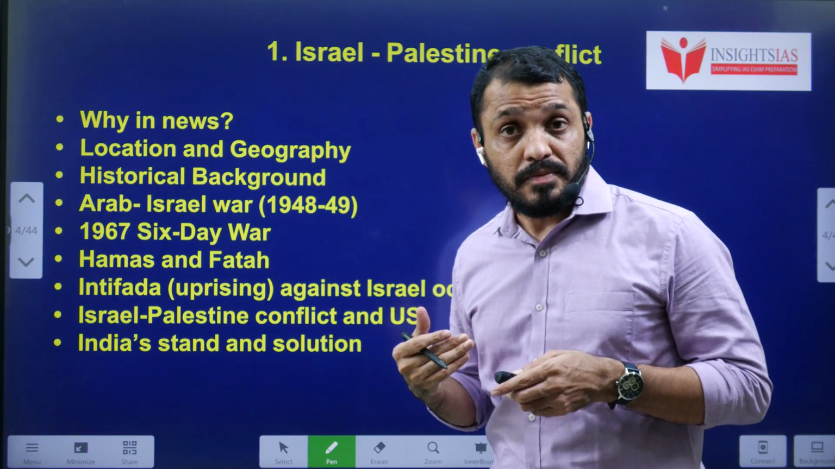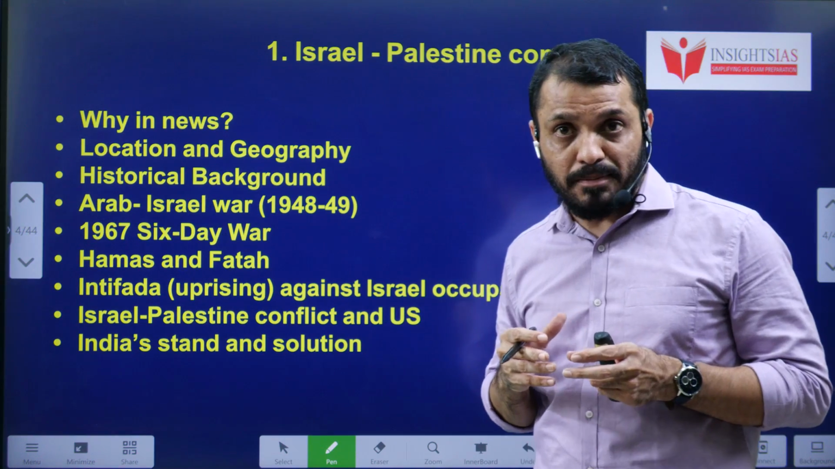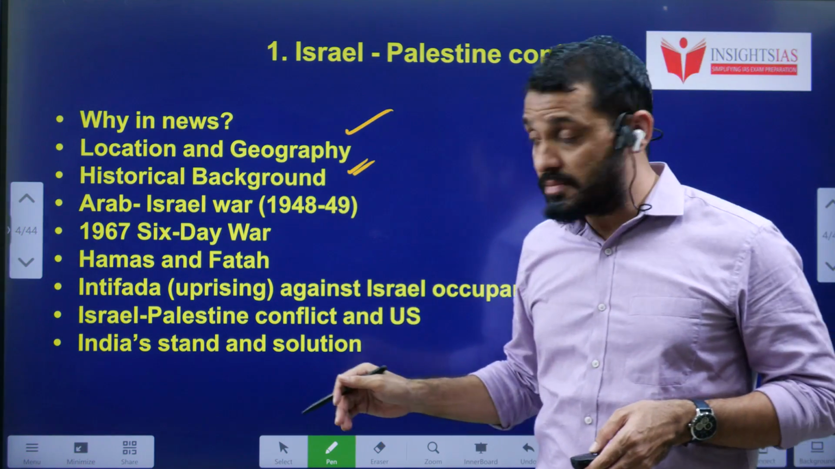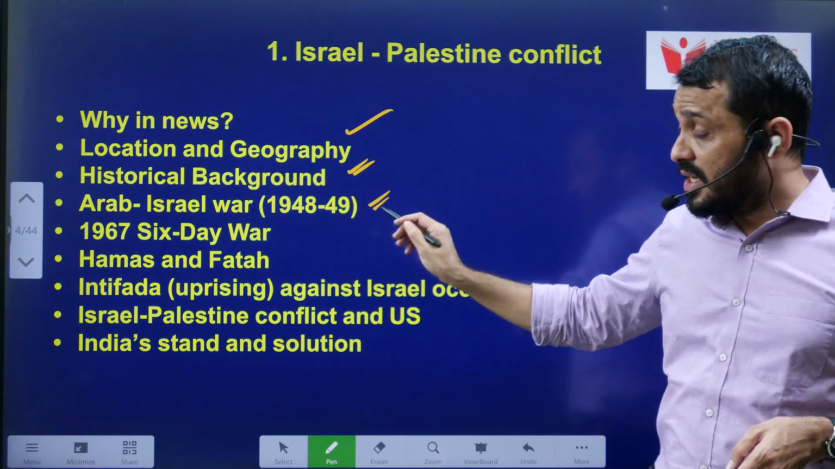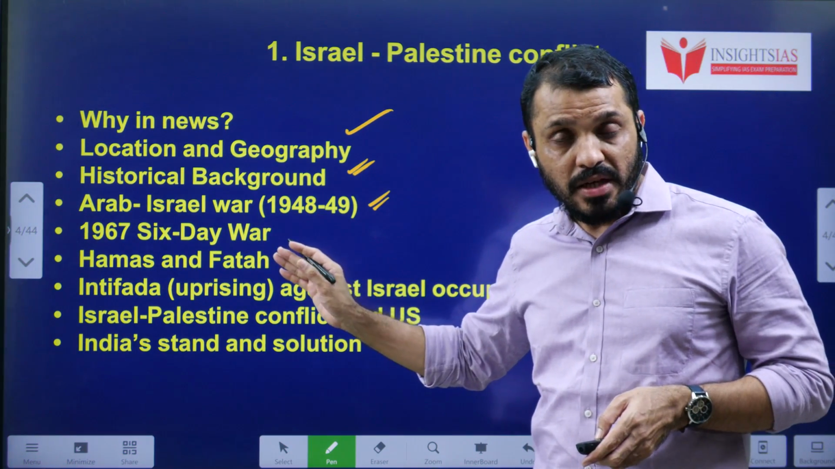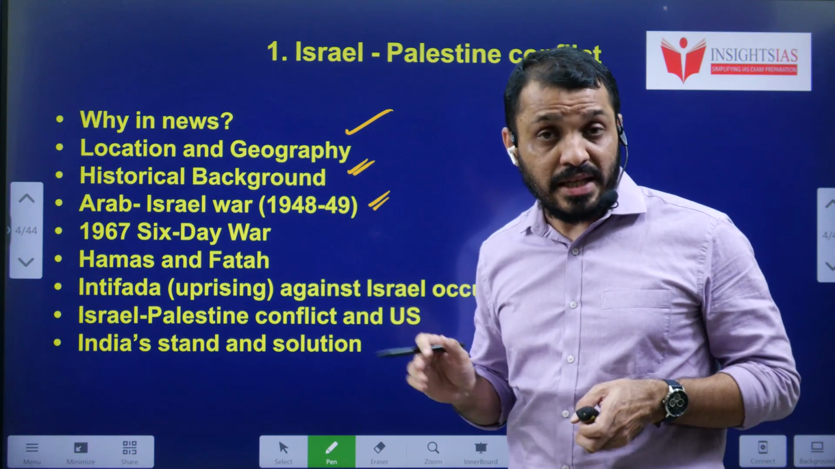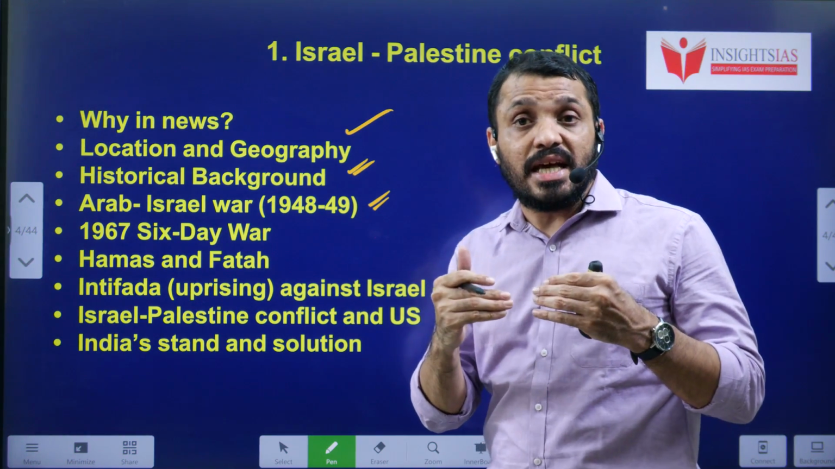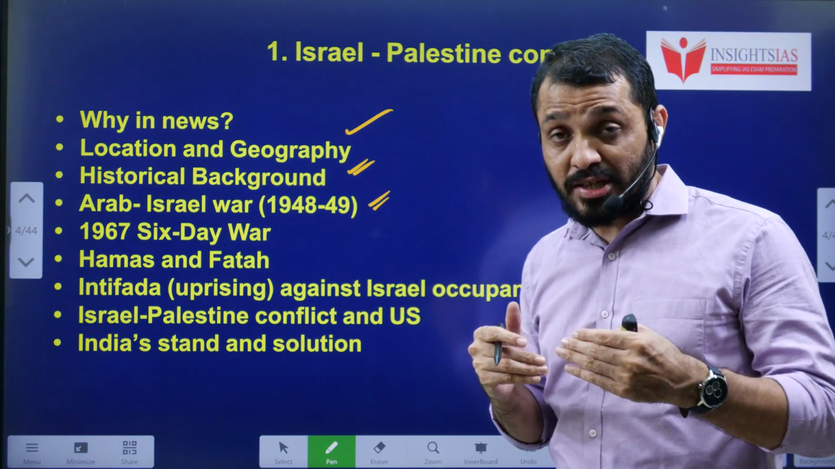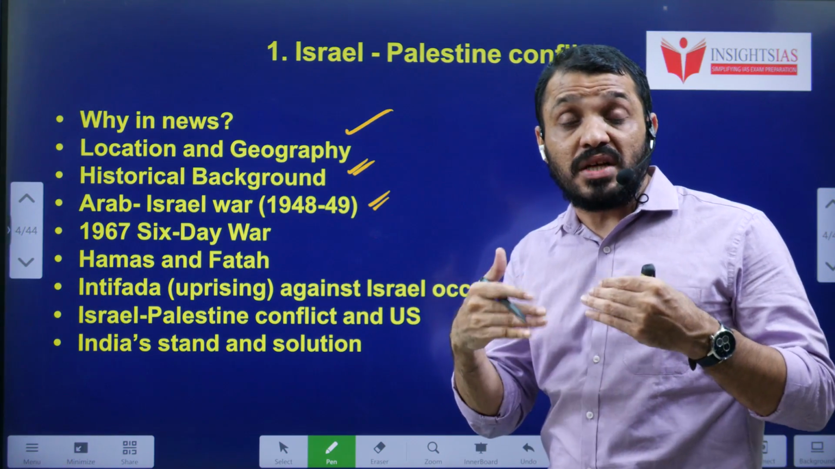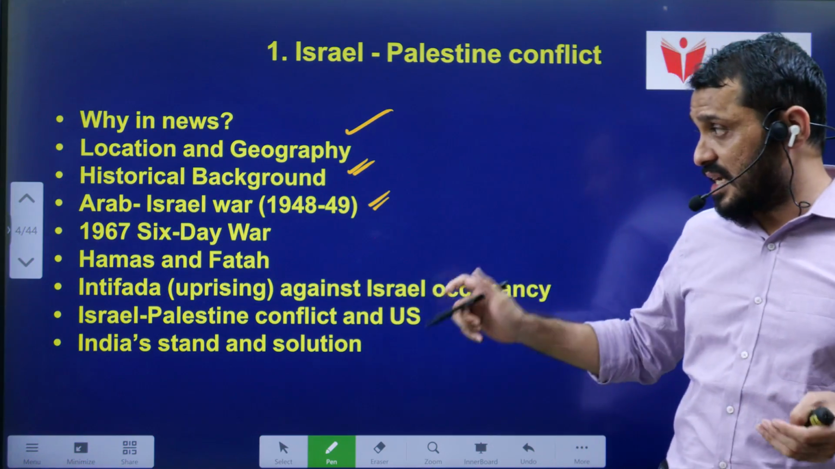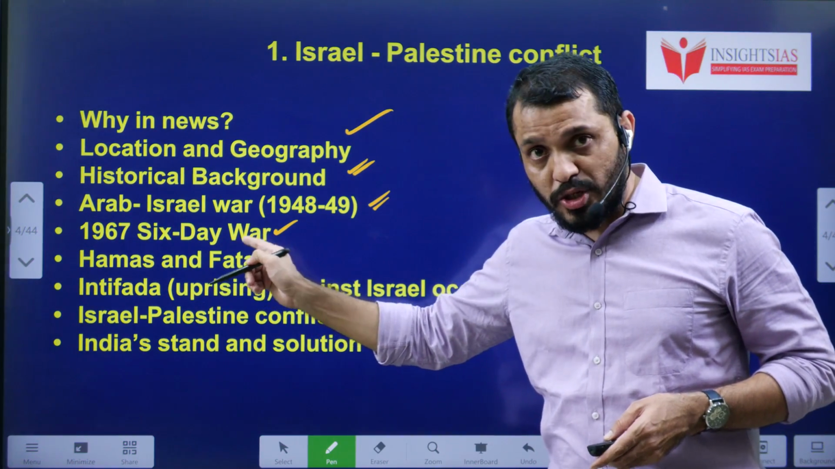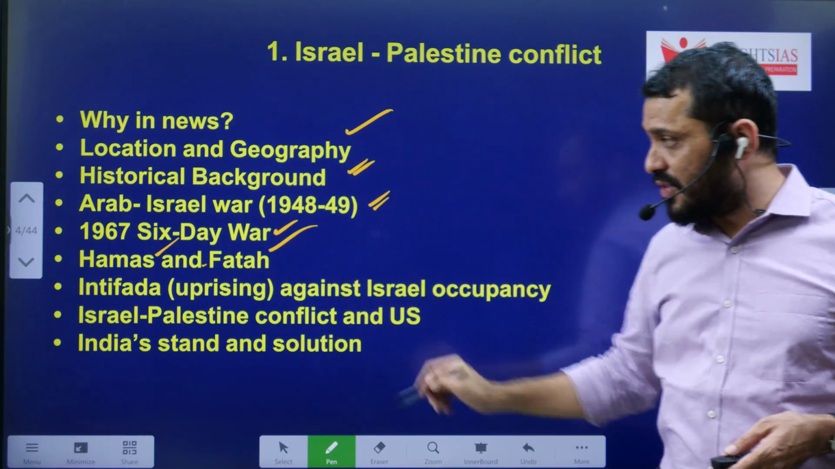And we will also see the location of Israel-Palestine and the geography, the historical background of this conflict, and the Arab-Israel war in 1948-1949. This war resulted in the majority of Palestinian areas being occupied by Israel. Later, the Israel occupation further increased through the Six-Day War. It was in 1967. Then two factions emerged after that, Hamas and Fatah.